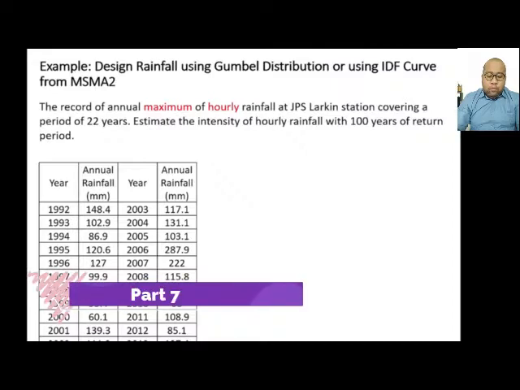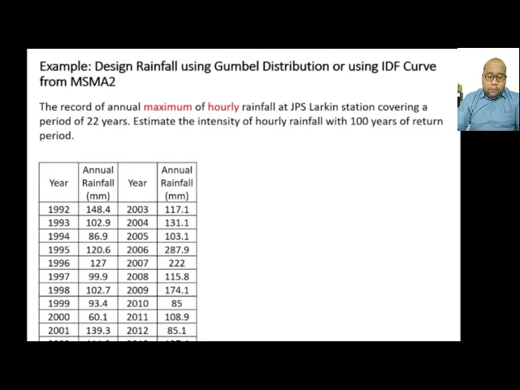Now I want to show you guys the design rainfall using the Gumbel distribution. So the first step, as I mentioned before, you need to determine the annual maximum rainfall. As you can see in this slide, I already give you the annual maximum rainfall.